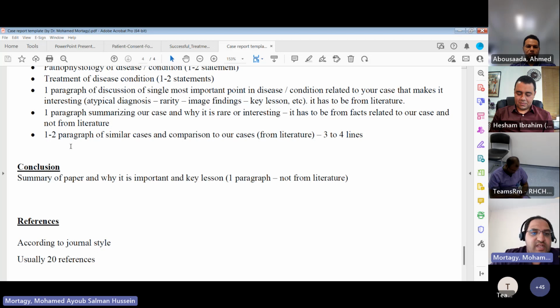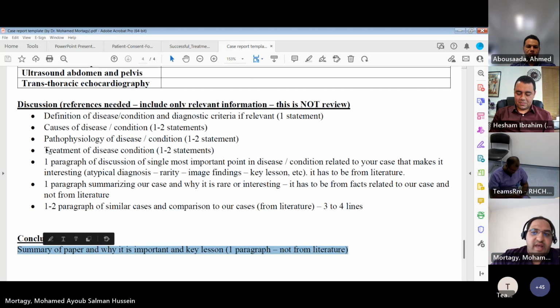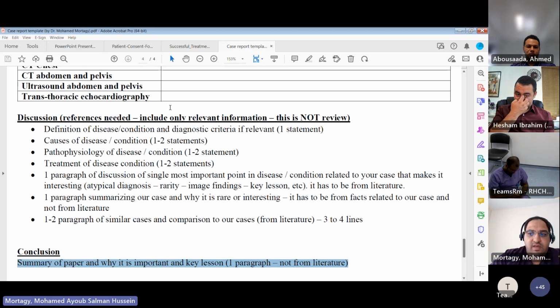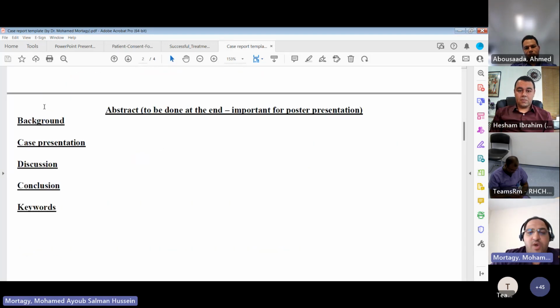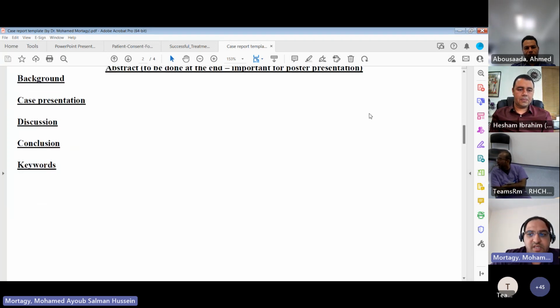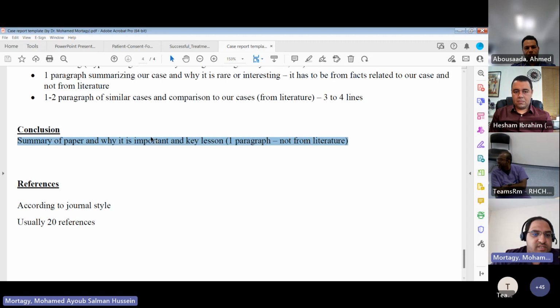And then your conclusion is a summary of the paper in just one paragraph, why it's important, the key lesson, no references here. So as you've seen, the background, just one big paragraph, a little bit of references, case presentation, three or four paragraphs, no references at all, discussion, three, four paragraphs, some references, conclusion, one paragraph, no references, and then you write your keywords. So that's what it usually is.